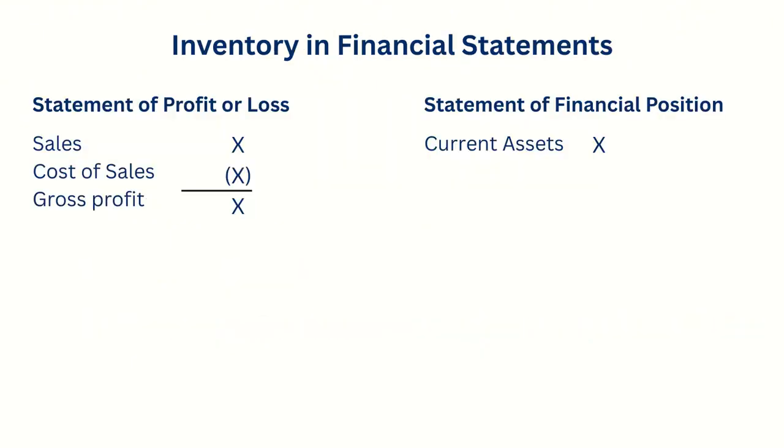In the statement of profit or loss, the cost of sales figure is shown as an expense. Sales minus cost of sales gives the business its gross profit. In the statement of financial position, which is the balance sheet, the closing inventory figure is shown under current assets. This is the value of the stock the business still holds at the end of the period, valued using the lower of cost and net realizable value, and calculated using a costing method like FIFO or AVCO. So inventory impacts both major financial statements and plays a significant role in measuring profitability and financial position.